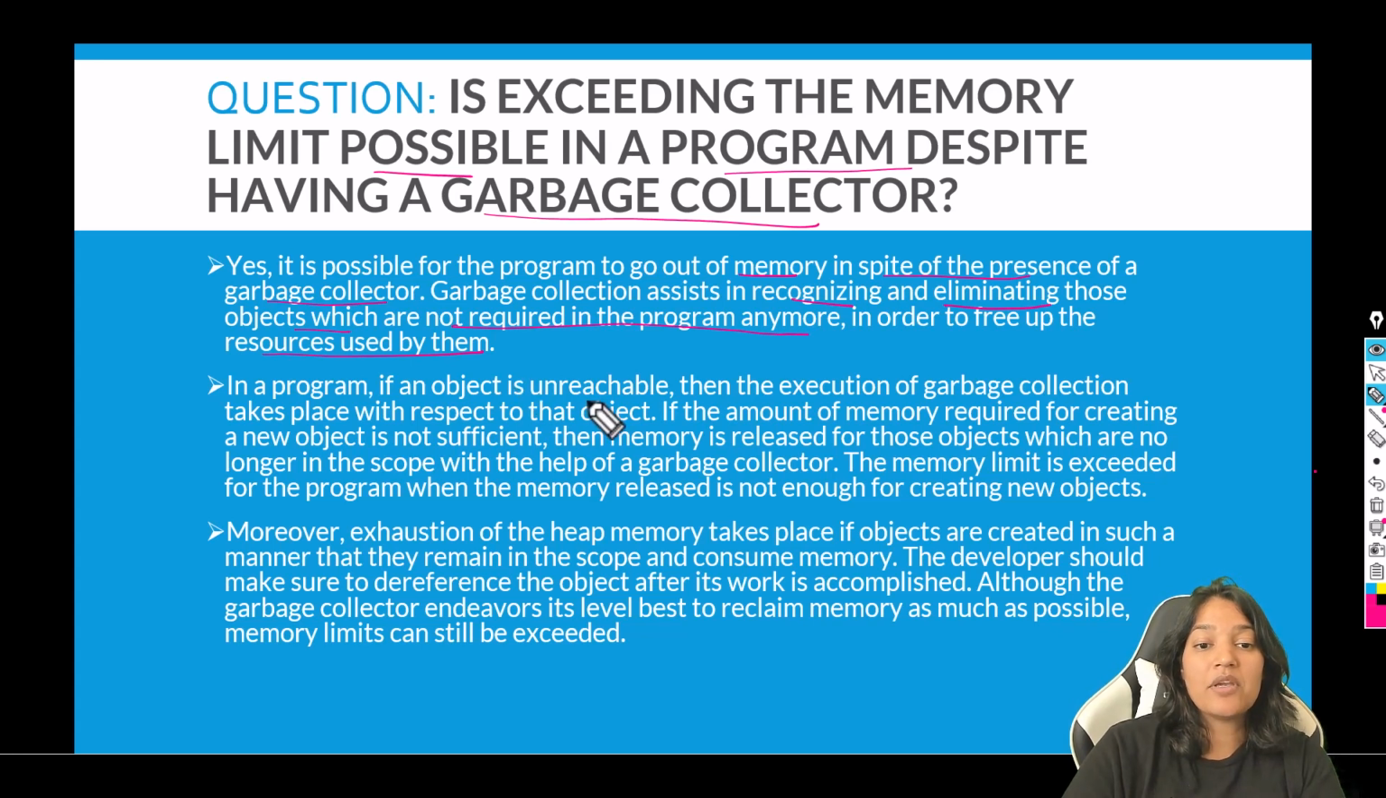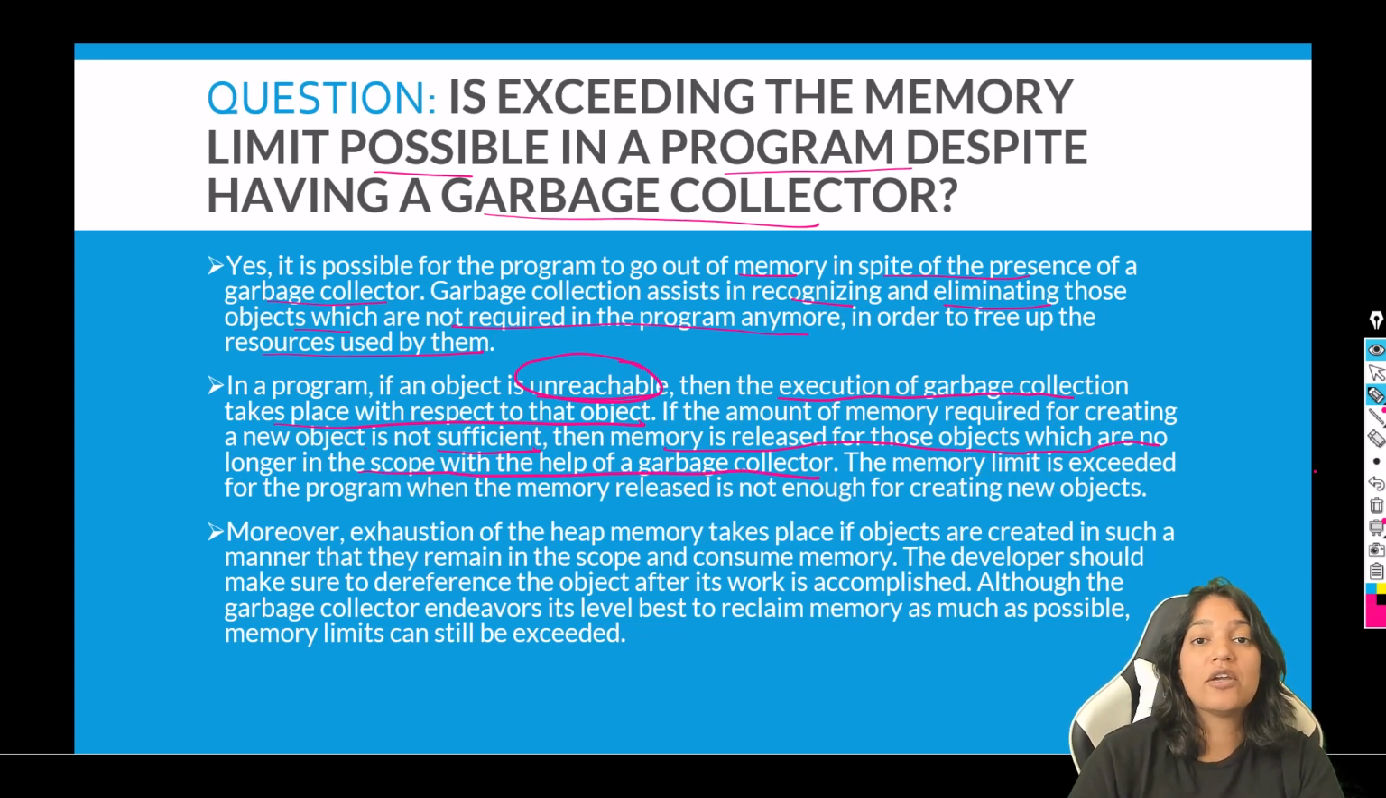In a program, if an object is unreachable, then garbage collection takes place with respect to that object. So if it becomes unreachable, only then is it going to clean it. If an object is still reachable, the garbage collector is not going to remove that object from the memory. If the amount of memory required for creating a new object is not sufficient, then memory is released for those objects which are no longer in scope with the help of the garbage collector.